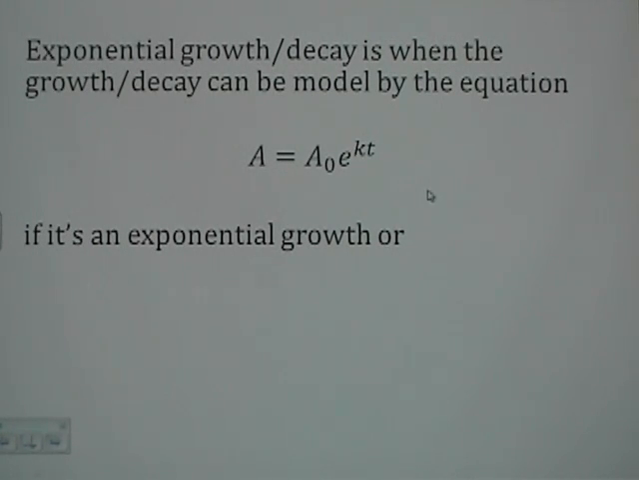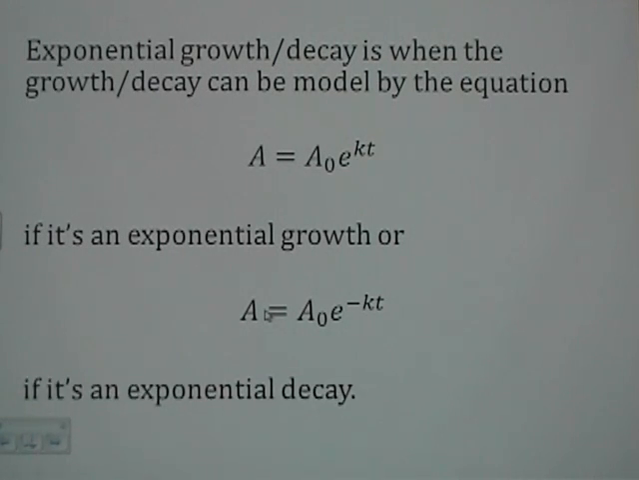You can notice the exponent here, the power kt, where we have a positive k. Now in case it's a decay, then the function is going to be A equals a sub 0 times e to the minus kt. So the basic idea is that when it's an exponential growth, it's e to the positive kt. When it's exponential decay, the function to model that is a sub 0 times e to the minus kt. And our k here is always a positive number, so keep that in mind.